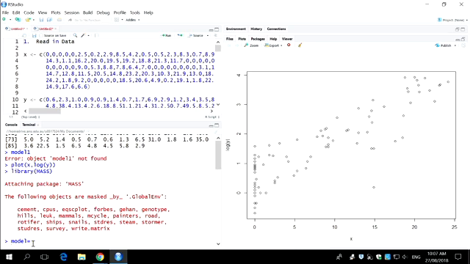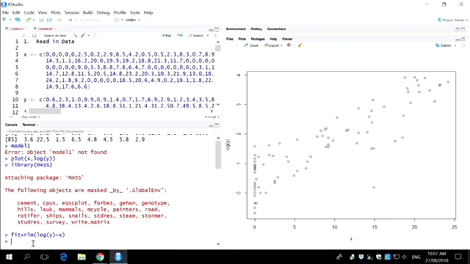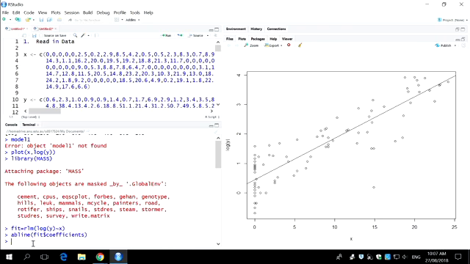model equals RLM(log Y tilde X). Okay, I'm going to call it fit rather than model, just because a lot of the code in the commands calls it fit. Okay, so there's my fit, abline(fit$coef), and that'll give me that line that's been fit.